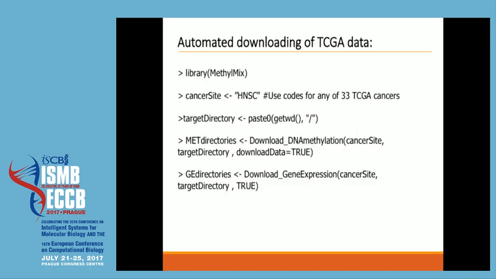So for MethylMix 2.0, we wanted to make it very easy for the user to determine whether any given gene is abnormally methylated in cancer, in their cancer of interest. So we have put in built-in functions to download preprocessed data from TCGA. You just load MethylMix, you supply your cancer site of interest, you supply a target directory where you want your data to be downloaded, and there are automatic functions to download DNA methylation and gene expression data.